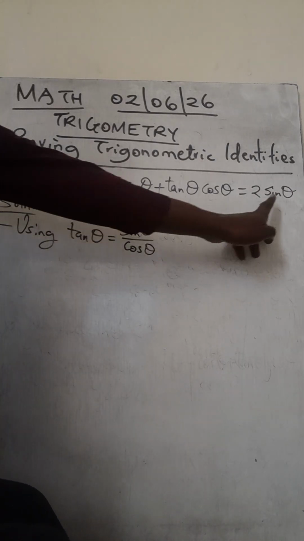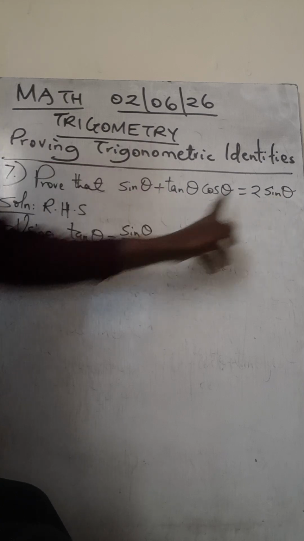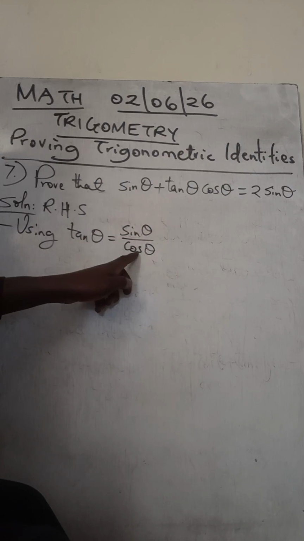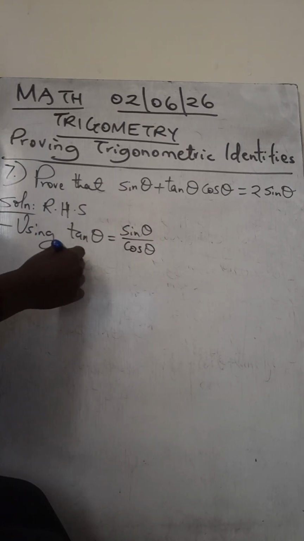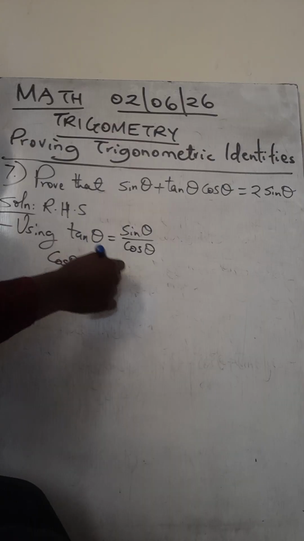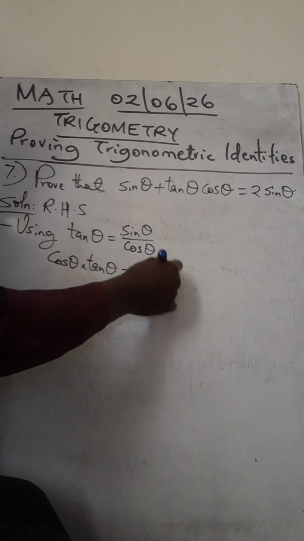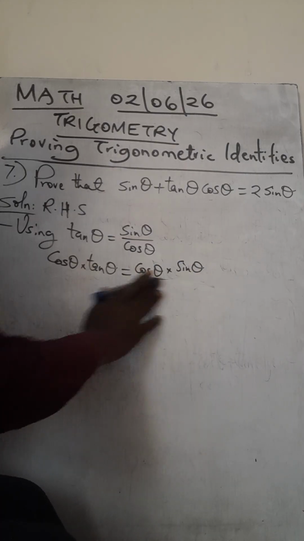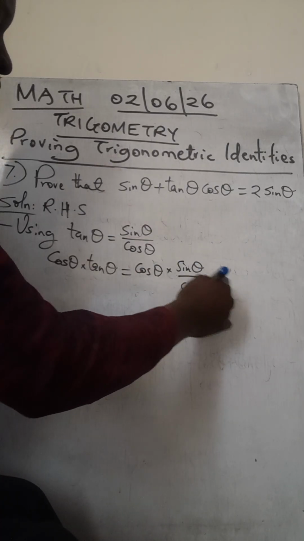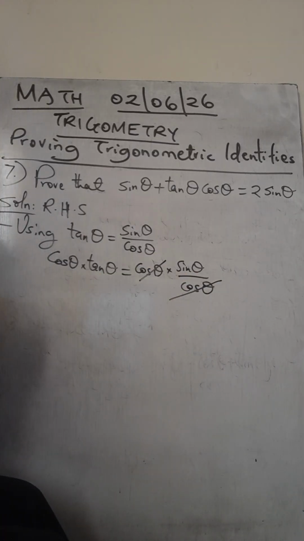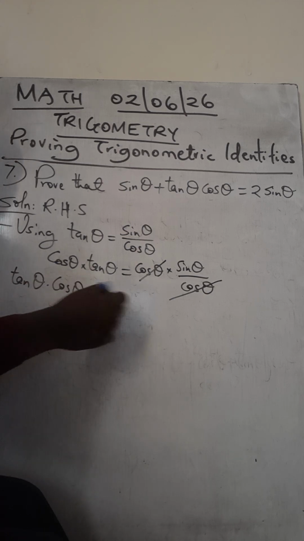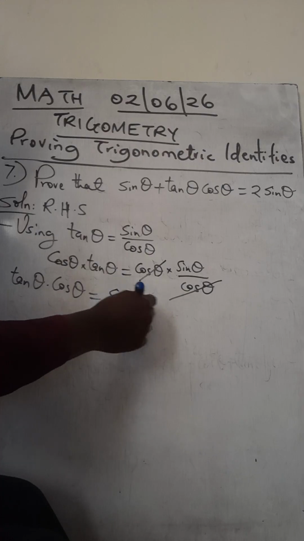Now, since on the right hand side we have sine of theta, we want to make this one the subject of a formula. So multiply everywhere by cosine of theta. Cosine of theta times tangent of theta equals cosine of theta times sine of theta over cosine of theta. This one cancels this. So tangent of theta times cosine of theta equals sine of theta.